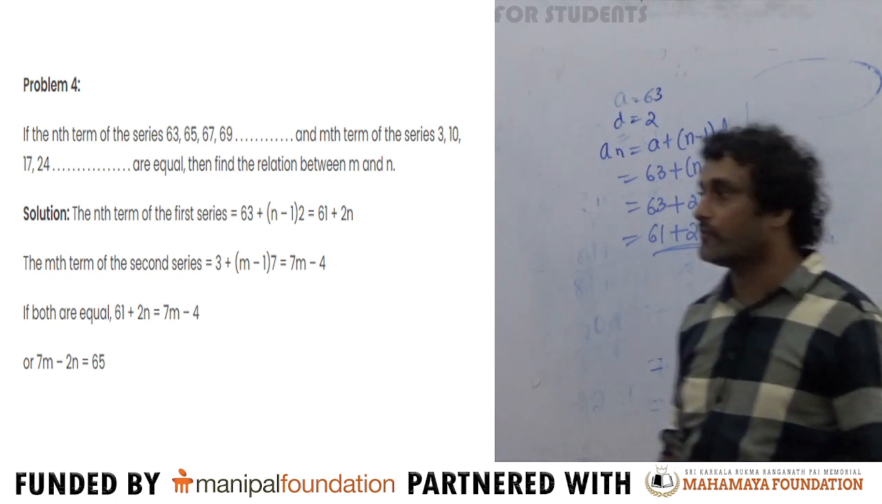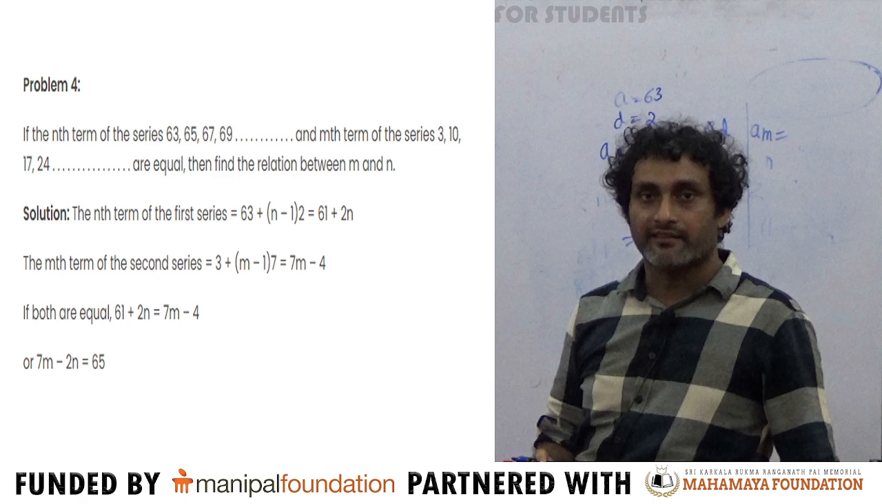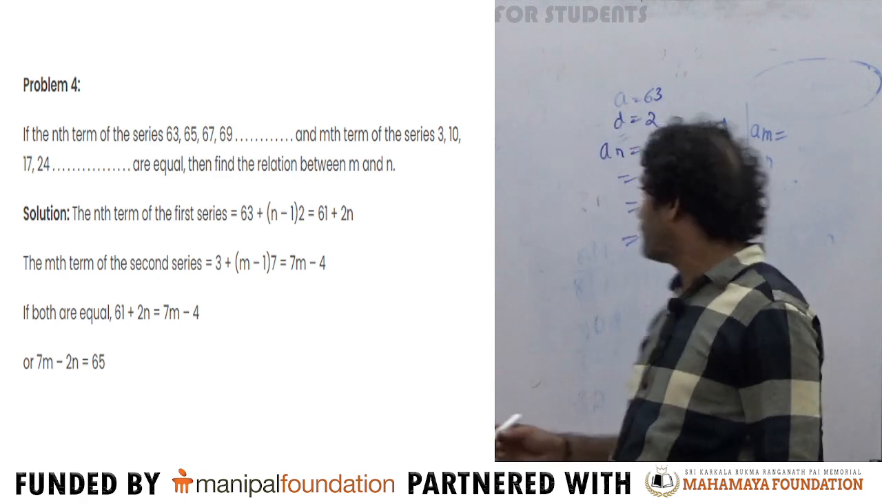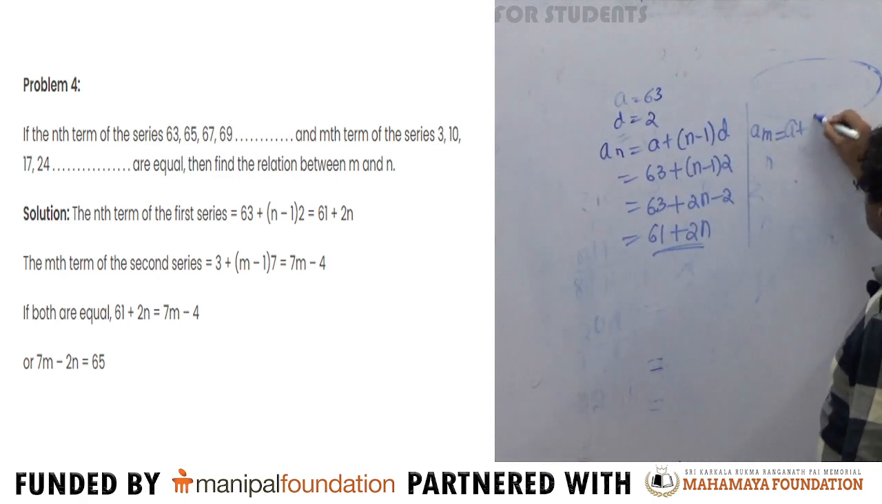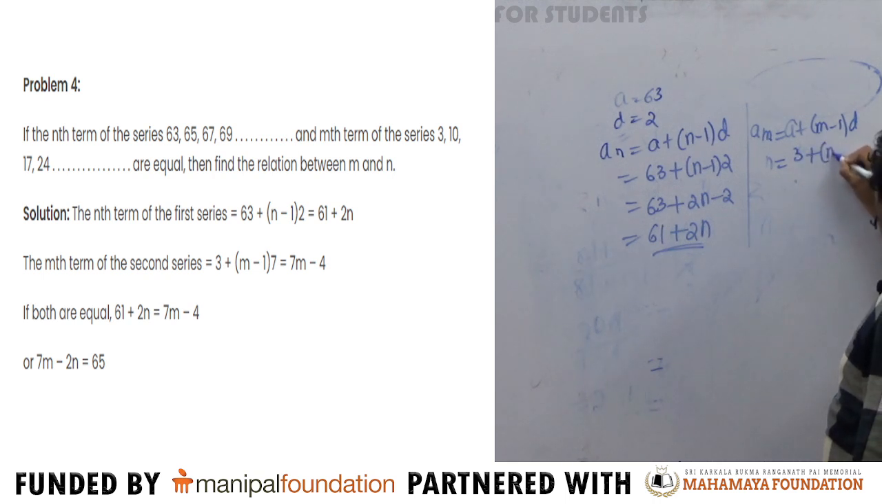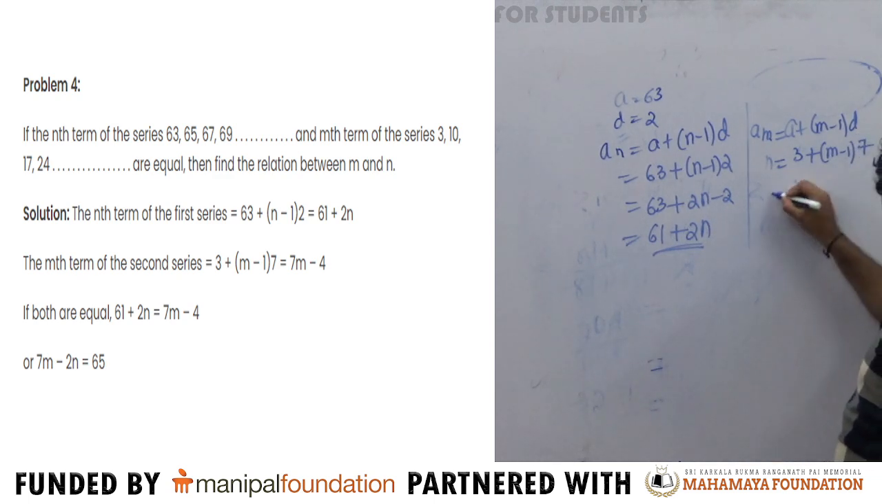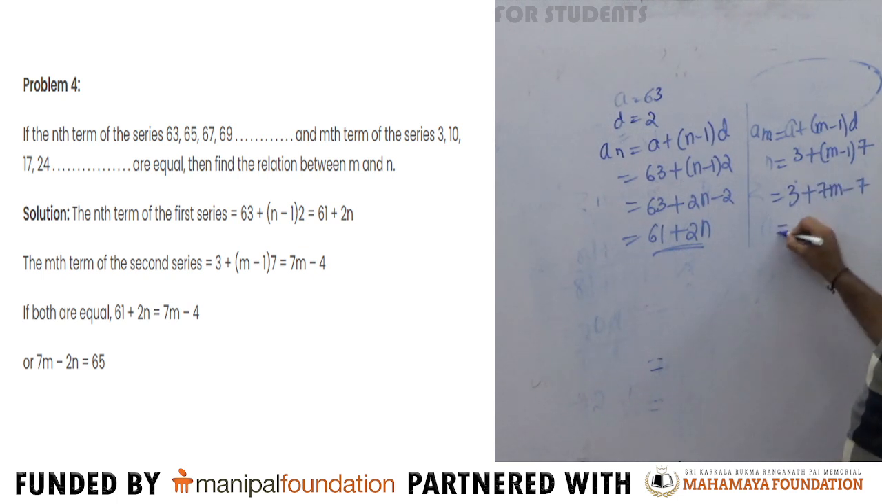And similarly, what do you do for the other one? Help me, I taught you one. Is it starting with 3 with a common difference of 7? Correct? So a plus mth term means m minus 1 into d. Is it starting with 3? Okay. m we don't know, but d we know is 7. Correct, no? So open the brackets: 3 plus 7m minus 7. Isn't it 7m minus 4?